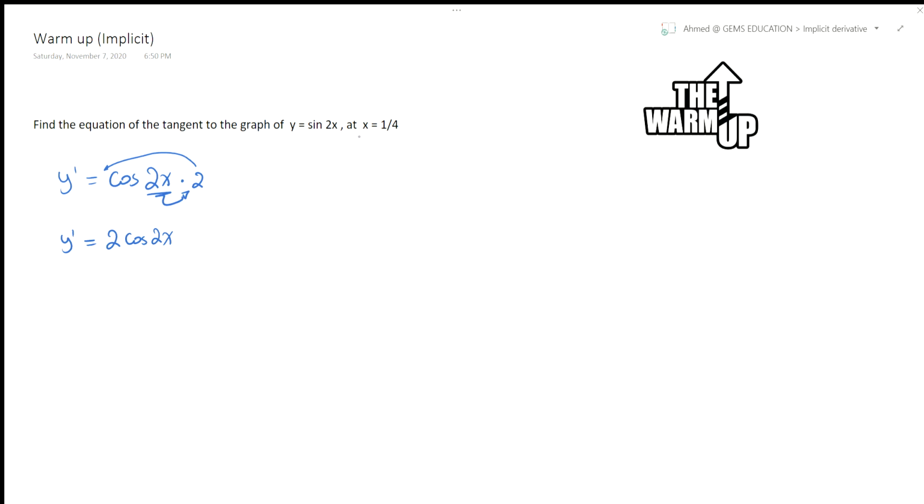Now, this x value should be substituted twice. The first time in order to find the slope, and the second time in order to find the y value. Now, if you substitute this x in the derivative of the function, you'll get the slope. And if you substitute it in the function itself, you'll get the y value. Let's call this one the original function. So let's start by finding the slope and substituting this x in this function.